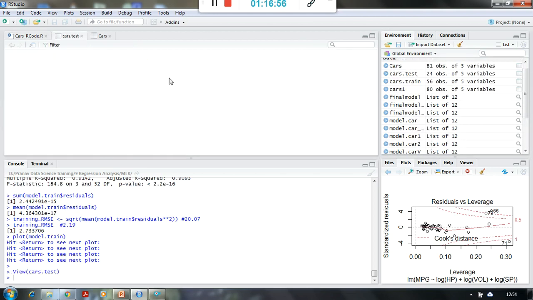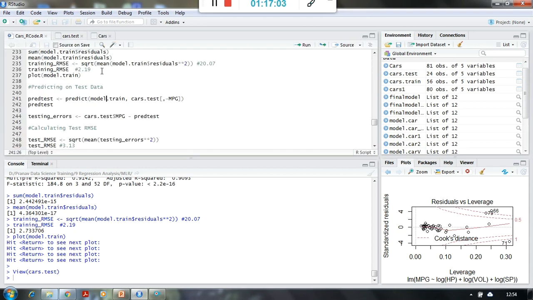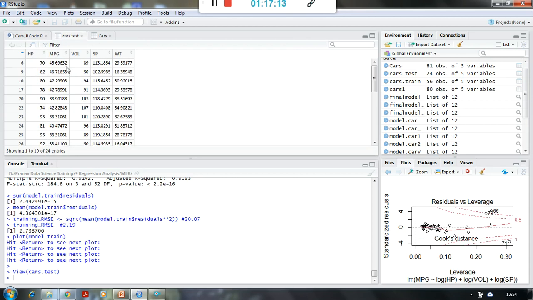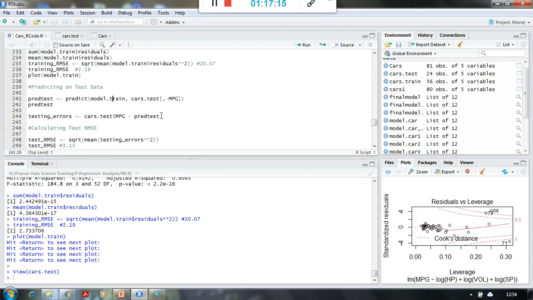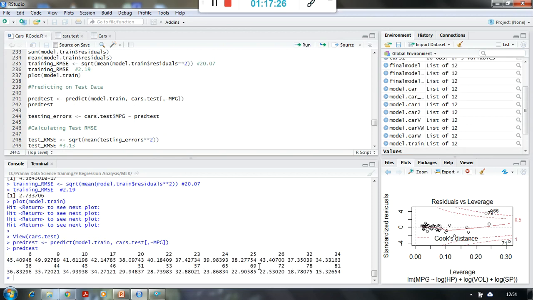So where is my test data over here? Cars.test, if I open, you see here it has all these 5 variables, 24 entries. Even though I don't remove this MPG, this model is only going to take the input variables, which are HP, volume, SP and weight, from this. Just for explanation purposes I have written it. Whether you write it or don't write it doesn't make any difference. All the predictions will be stored in pred test. These are the predictions for all those 24 observations from the test data.